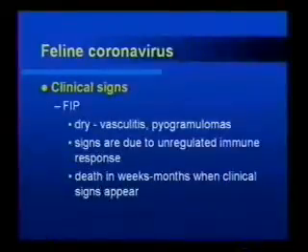In the dry form, it's much more difficult to diagnose. This is caused by a vasculitis and pyogranuloma formations in blood vessels and various organs. Signs in this case are due to an unregulated immune response, and death in sick cats usually occurs within weeks to months after clinical signs of disease appear.